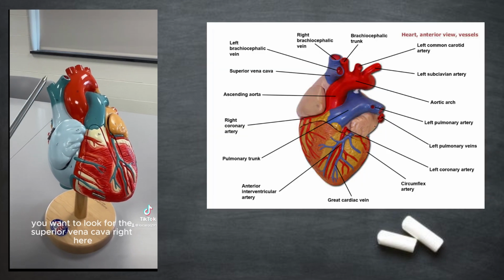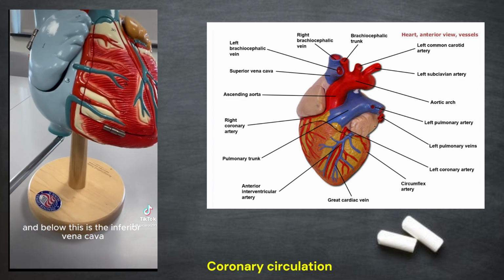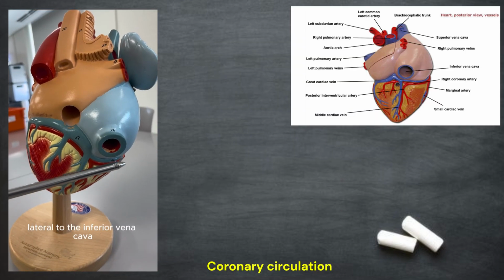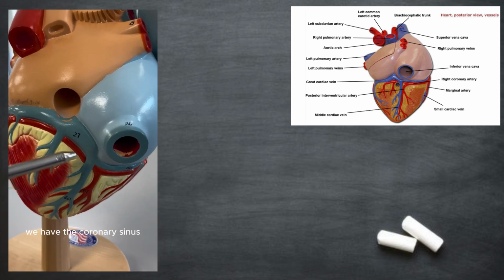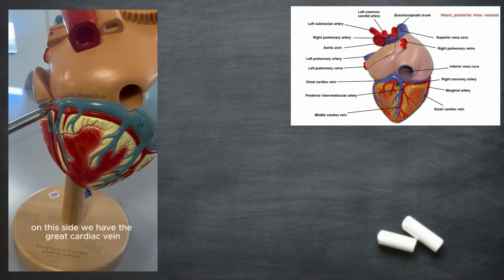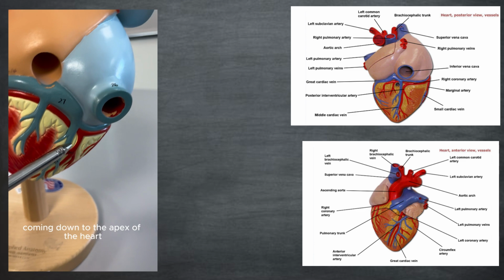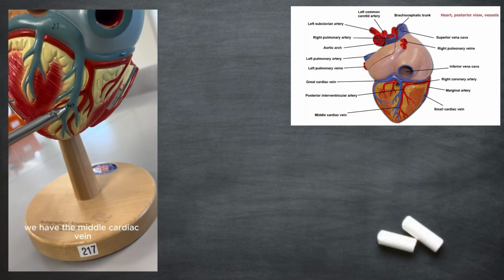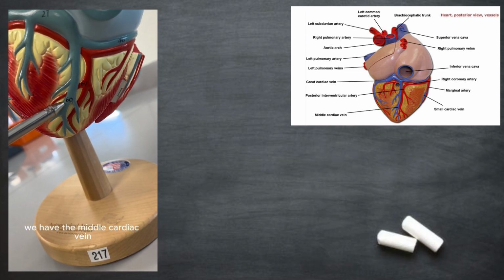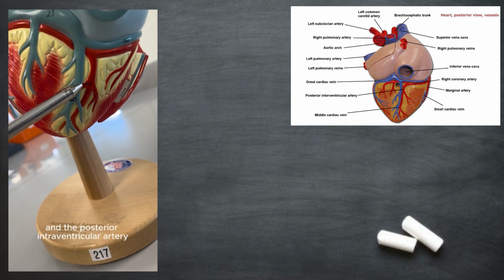To determine which side of the heart is the right side, you want to look for the superior vena cava right here, and below this is the inferior vena cava. Lateral to the inferior vena cava, we have the coronary sinus. On this side, we have the great cardiac vein. Coming down to the apex of the heart, we have the middle cardiac vein and the posterior interventricular artery.